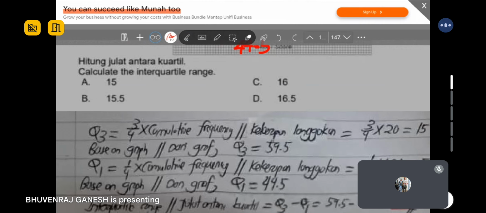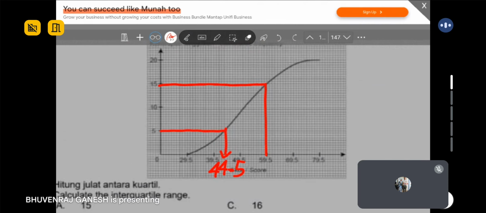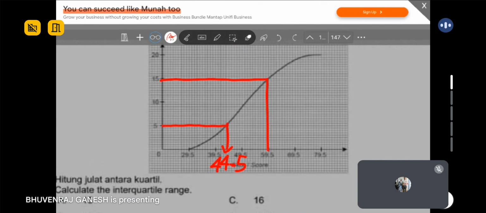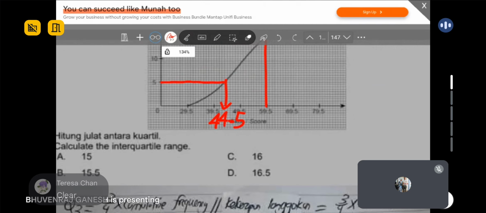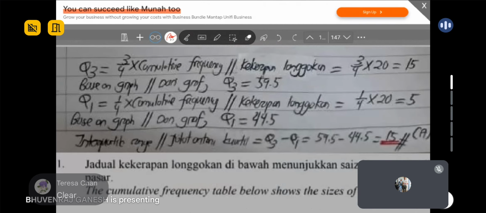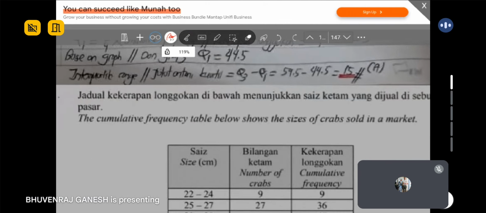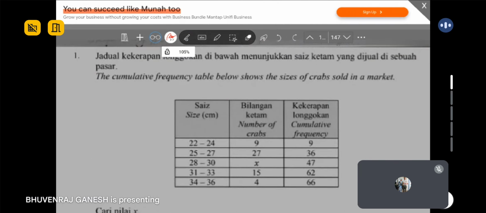Are you all clear? This one is better if you guys do on the hard copy. Kalau kamu buat hard copy lebih senang untuk lukis berbanding soft copy. Because soft copy is quite not so accurate. So, all right, next one, guys.